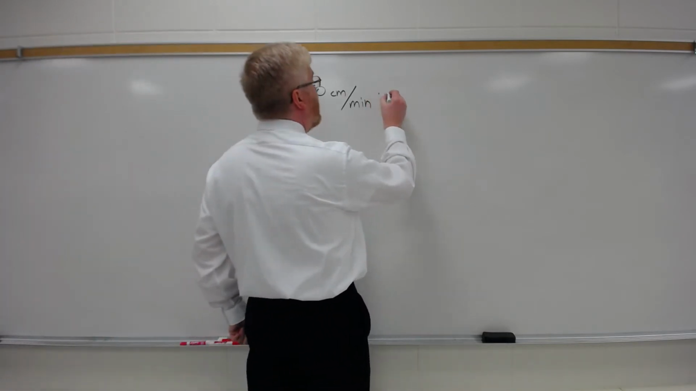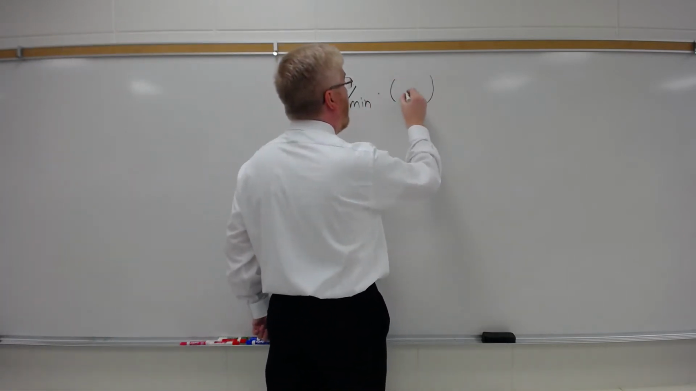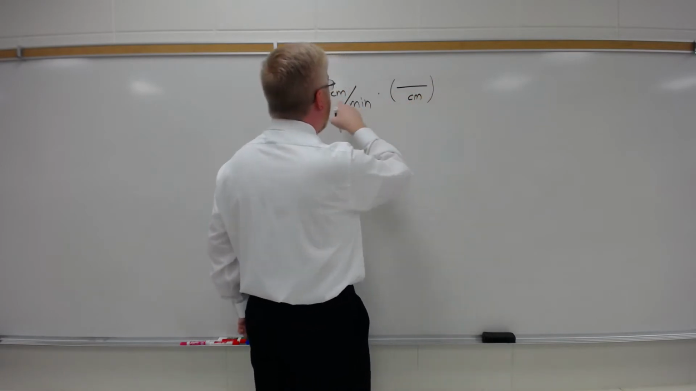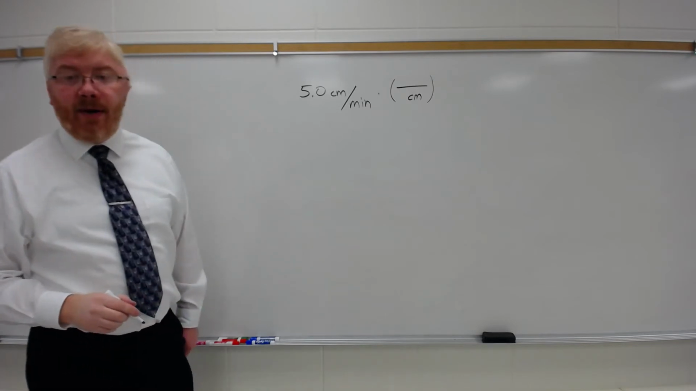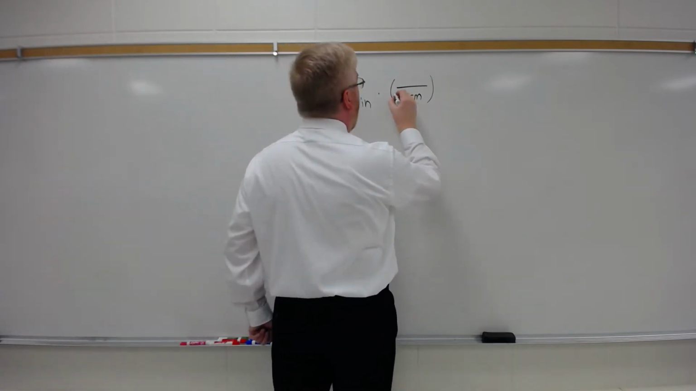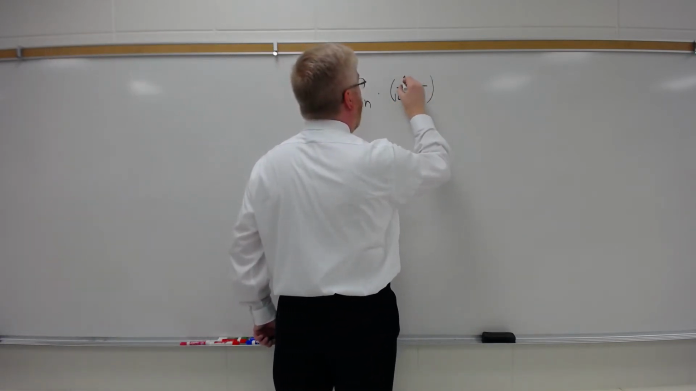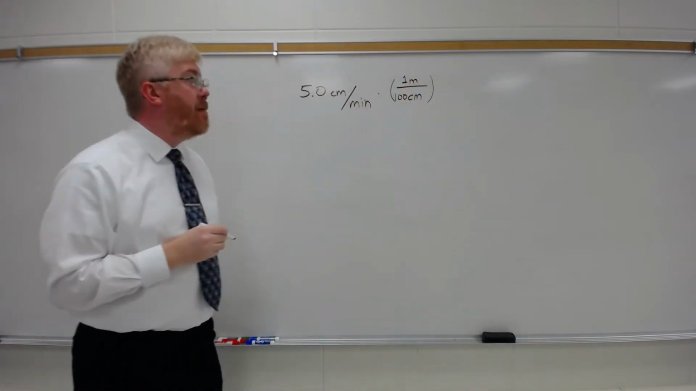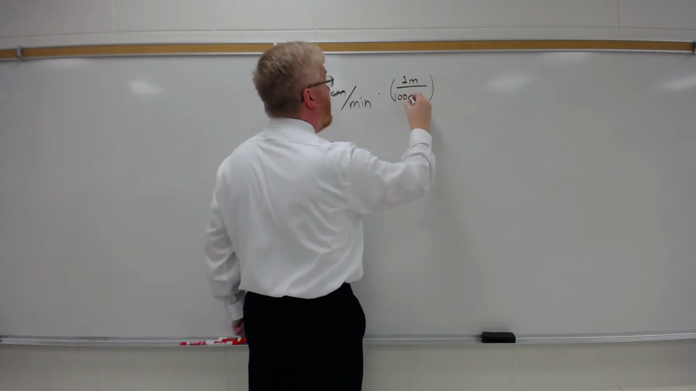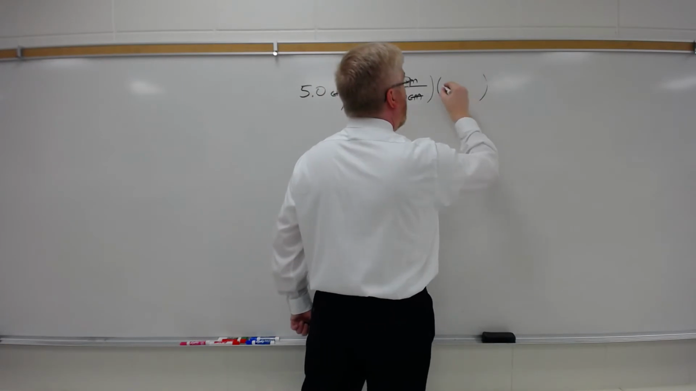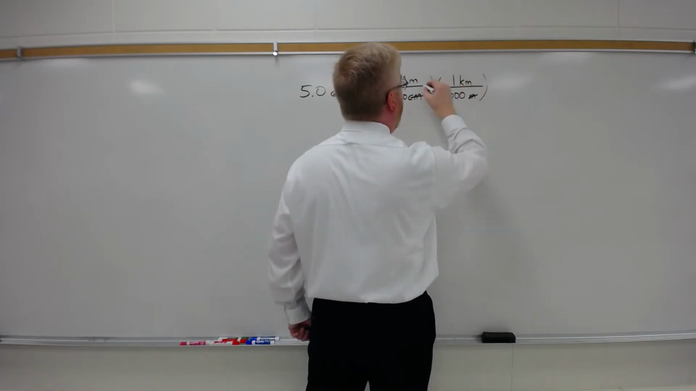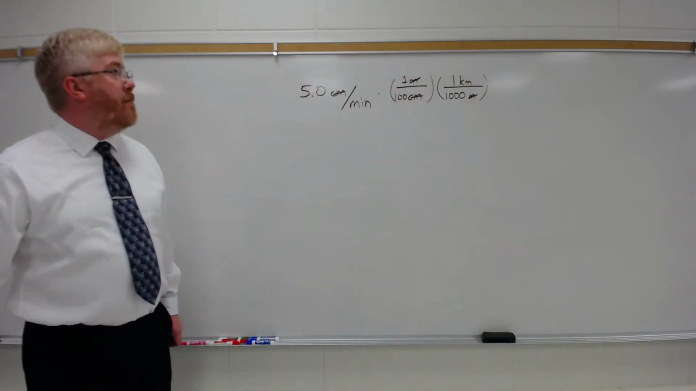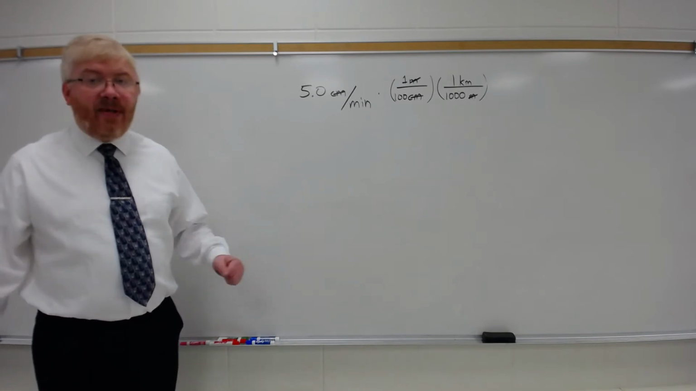So I want to get rid of centimeters first. So I multiply it by a ratio that gets rid of centimeters. Centimeters is in the numerator here, so it has to be the denominator there. And there are 100 centimeters in 1 meter. I remember that off the top of my head. But I needed kilometers. So there are 1,000 meters in 1 kilometer. There, I have kilometers. Halfway there.